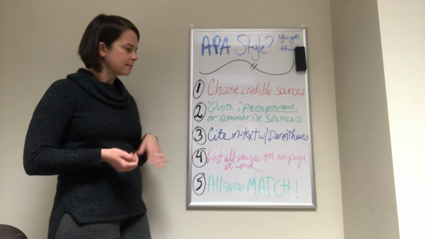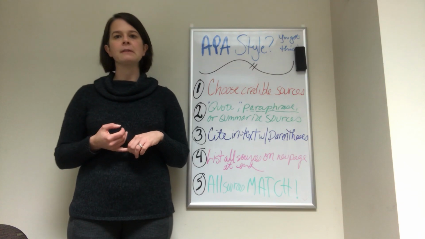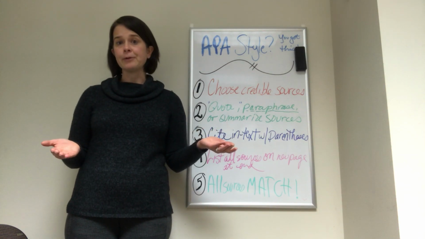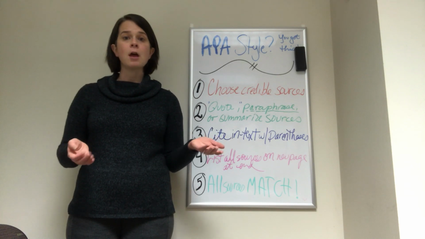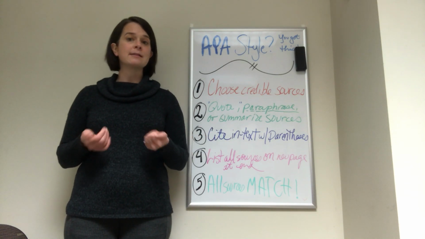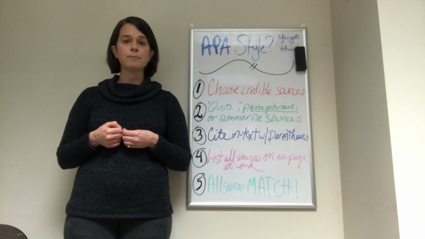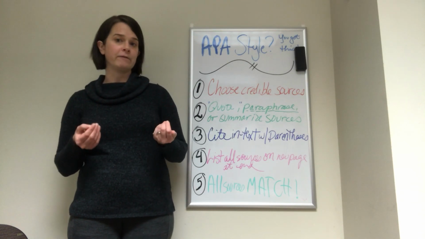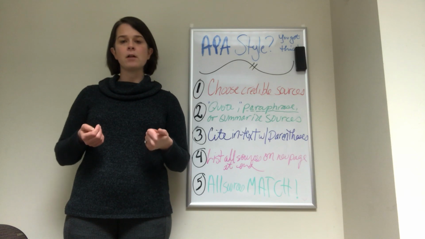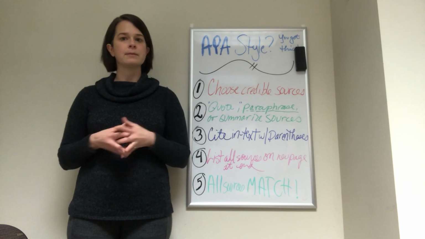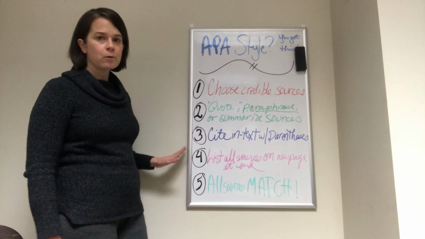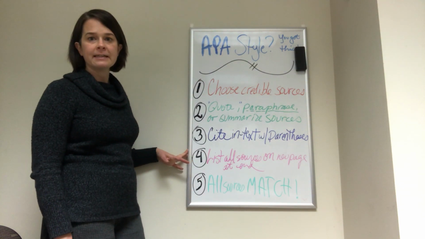The fourth thing is that we list all of our sources on a separate page at the back. In APA it's called something different. It's called the references page. But other than that, it looks really similar to an MLA Works Cited page. It's double spaced. It has hanging indents, it's alphabetized, and it's a list of all of your sources with all of the requisite information.